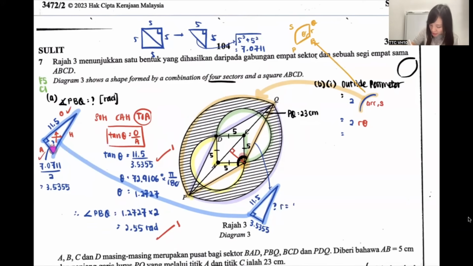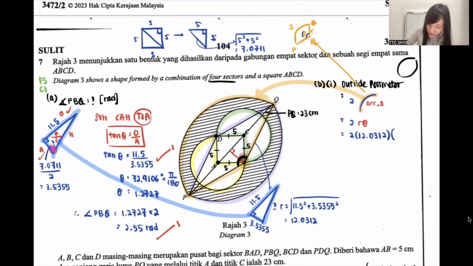So the radius is taking the short one square plus another short one square. Isn't it square root it? You guys should be able to get the radius out. 11.5 squared plus 3.5355 squared. Square root it. I guess getting 12.0312. So my dear, the radius is 12.0312. How about the angle?